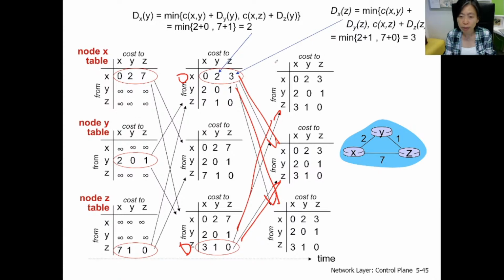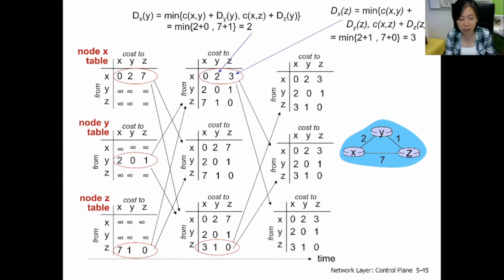So node x receiving the update is going to replace this with the new distance vector. Just like y here, this vector here is going to be also replaced with the new vector from z. Similarly, this vector here is going to reach z, and z is going to update from 0, 7 to 0, 3.